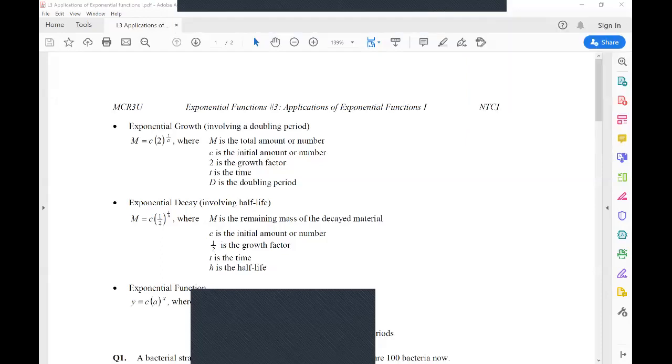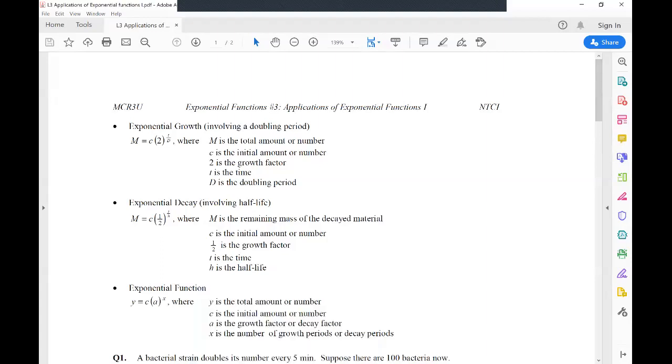Hopefully, as you can see, we have 3 formulas that we recommend you know. Some people just remember the last one, which is the general exponential function equation. Hopefully I can mark this up with a highlighter. This is the one that most students actually know, where y equals c times a to the x, where y is the new amount, c is the initial amount, and a is the growth factor or decay factor. We'll talk about it in a moment with an example on the other screen.